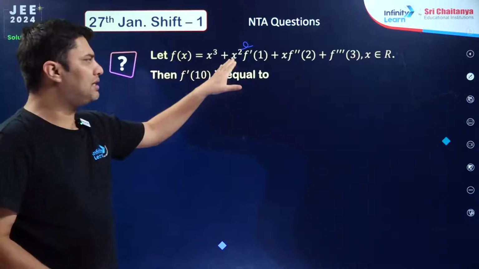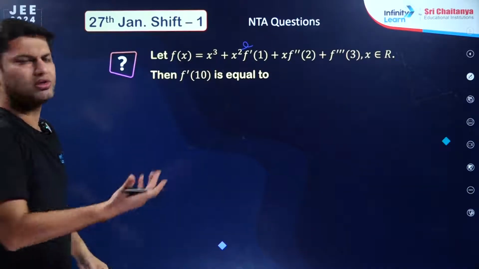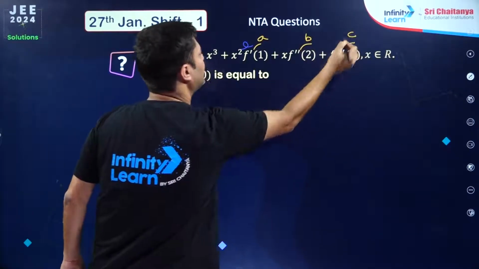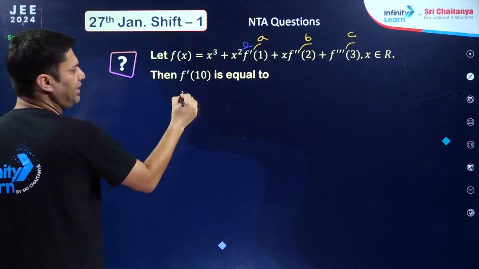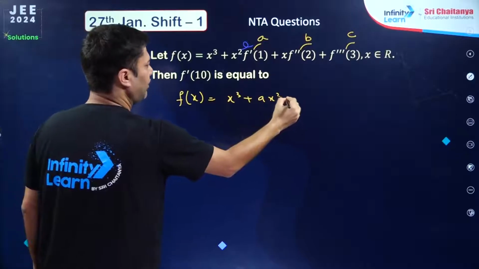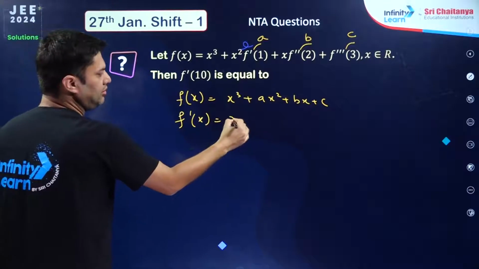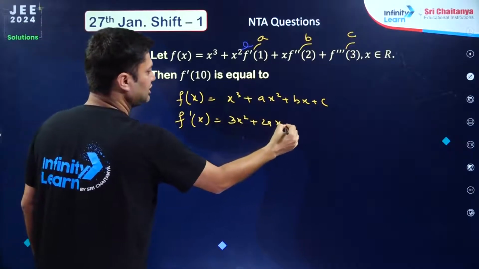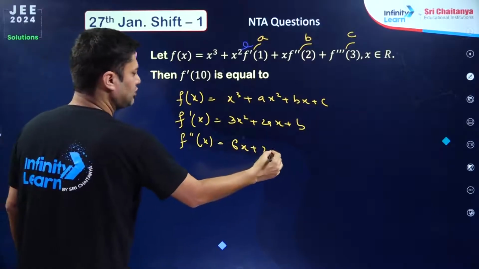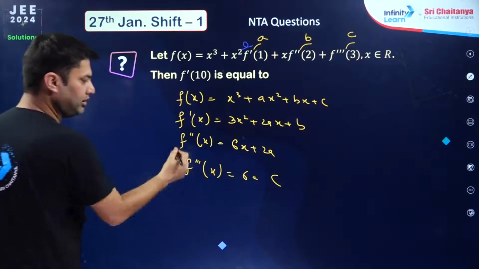f(x) is equal to x cube plus x square f'(1) plus x f''(2) plus f'''(3). Most repeated problem. Take f'(1) as a, take f''(2) as b, take f'''(3) as c, and find f(1). So your f(x) will be x cube plus a x square plus b x plus c, and if you find f'(x), you will get 3x square plus 2ax plus b. If you find f''(x), this will be 6x plus 2a, and if you find f'''(x), this will be 6, which is equal to c only.